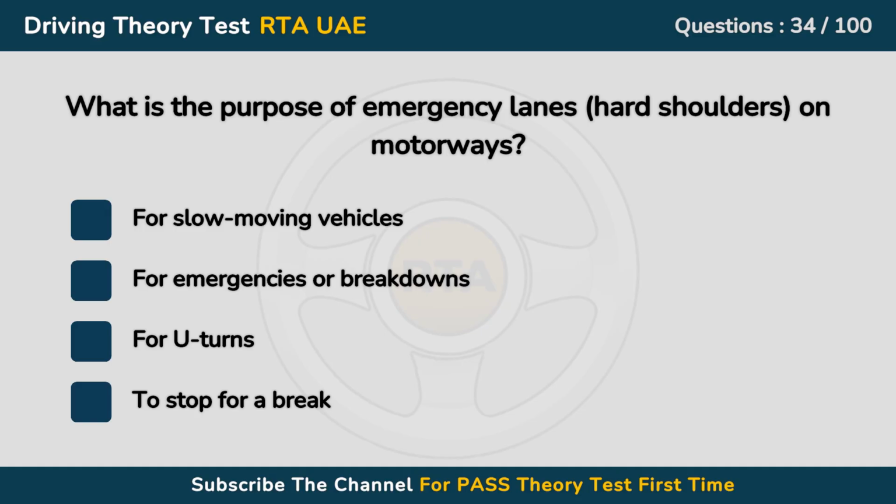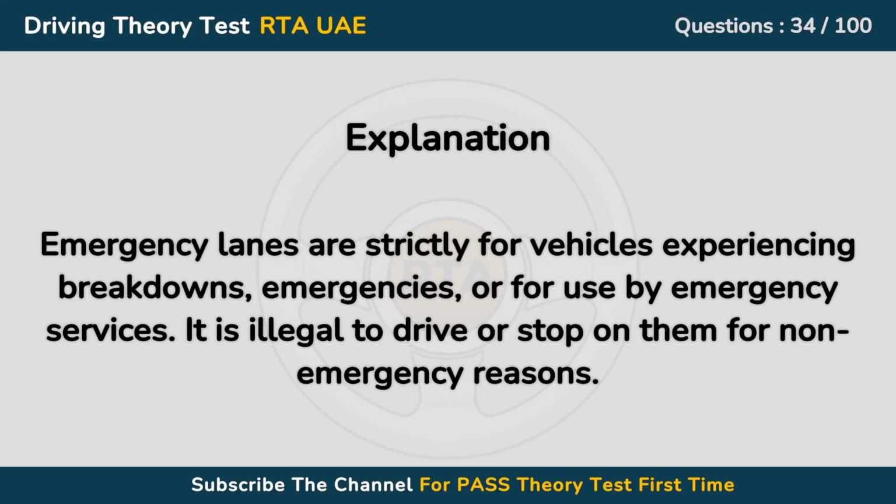A. For slow-moving vehicles. B. For breakdowns. C. For U-turns. D. To stop for a break. Answer is B, for breakdowns. Emergency lanes are strictly for vehicles experiencing breakdowns or for use by emergency services. It is illegal to drive or stop on them for other reasons.